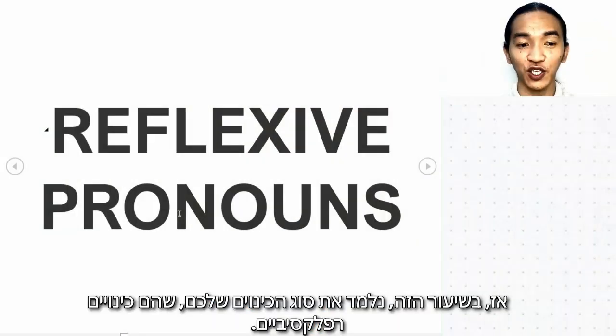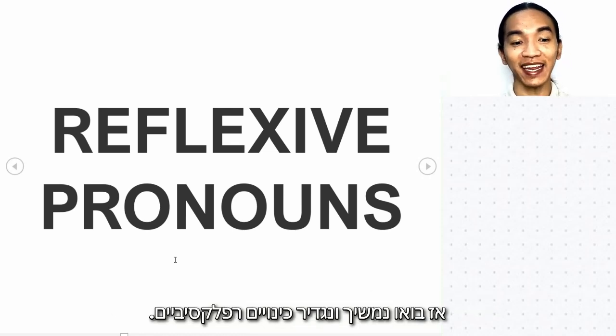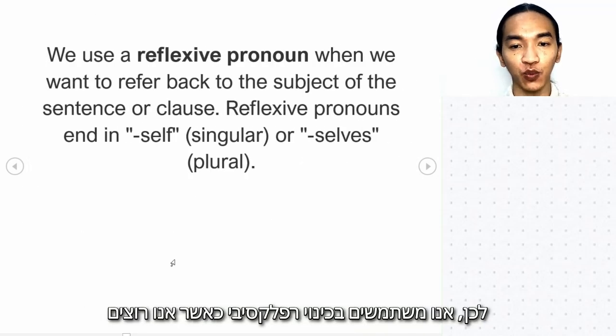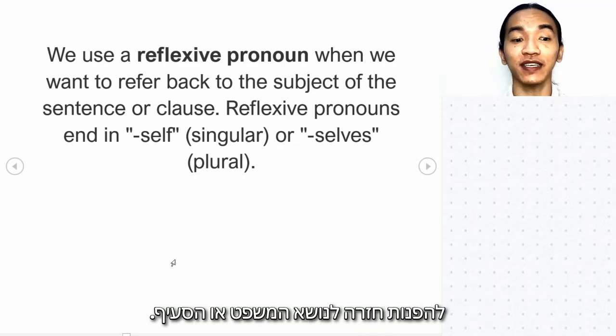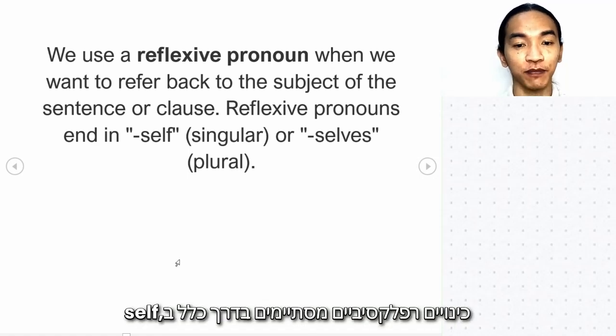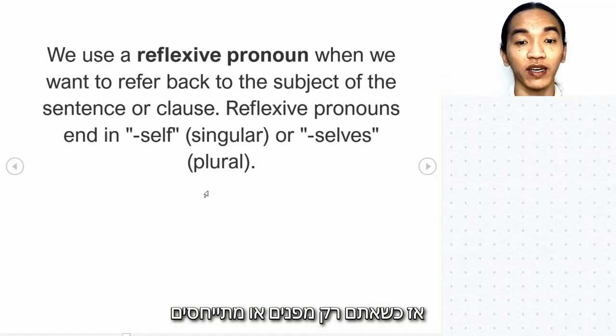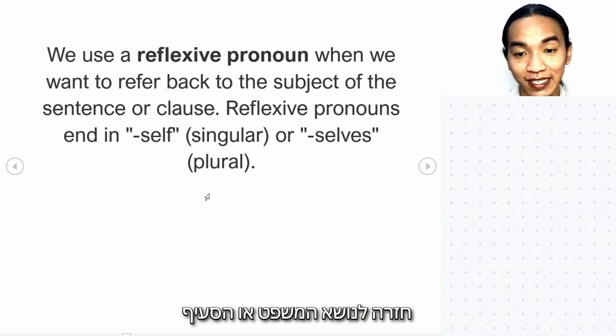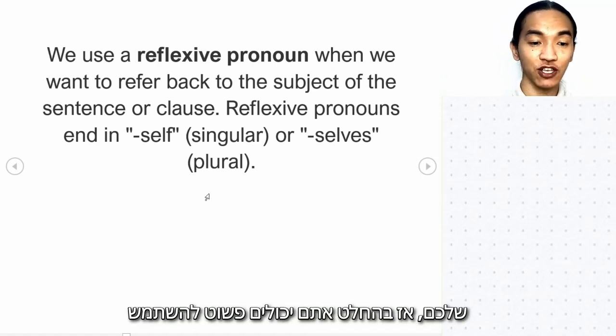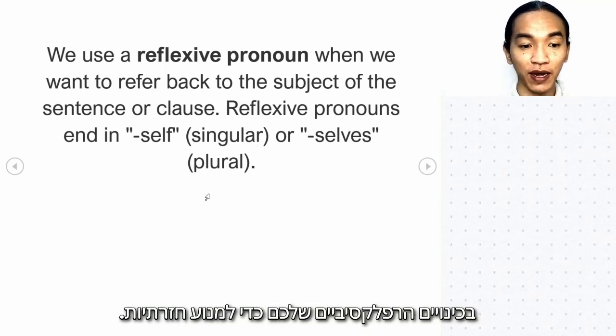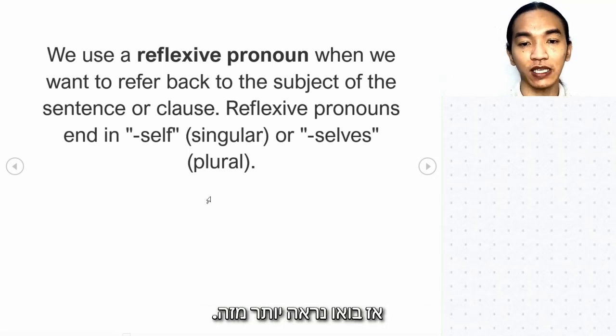Let's go. So for this lesson, we have the next type of pronoun, which is reflexive pronouns. So let's go ahead and define reflexive pronouns. We use a reflexive pronoun when we want to refer back to the subject of the sentence or clause. Reflexive pronouns usually end in -self, like singular, or -selves for plural. So when you are just reflecting or referring back to the subject of your sentence or the clause, then definitely you can just use reflexive pronouns to avoid repetition. So let's see more of that.